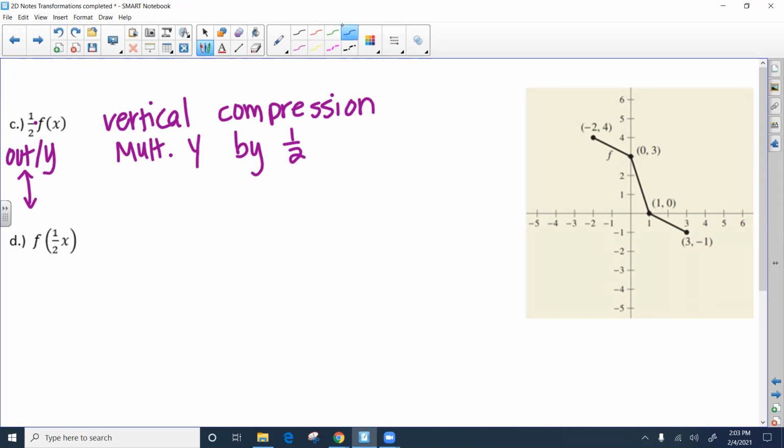Okay, so to actually find the points, I'm going to rewrite my original points here. You still have them at the top of your page. So we have -2, 4, 0, 3, 1, 0, and 3, -1. Those were just our original. This time I am multiplying all the y values by a half.